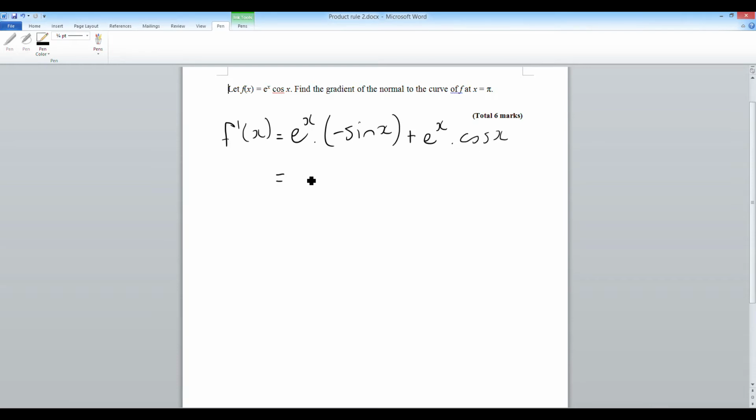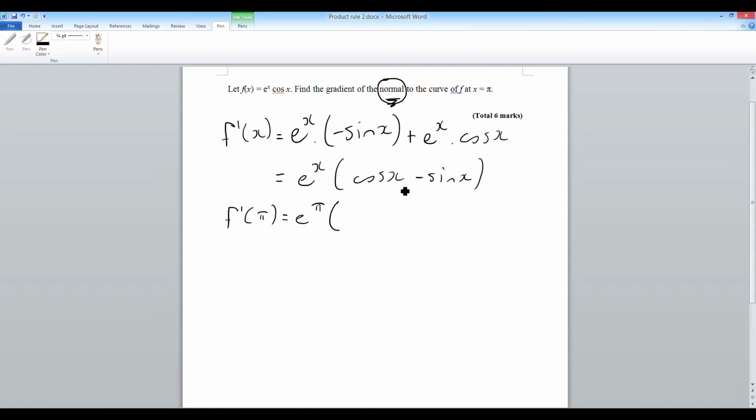So if I wanted to, I could factor this out in e to the power of x. It doesn't matter. Cosine of x minus sine of x. But alternatively, I could have left my answer like this as well. Then they tell us to find the gradient of the normal. So we will look at what the word normal means with the gradient. But first, let's go and plug in pi for x. So I'm going to say the first derivative at the point of pi. So this becomes e to the pi.